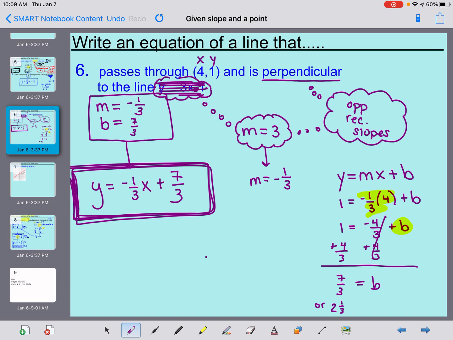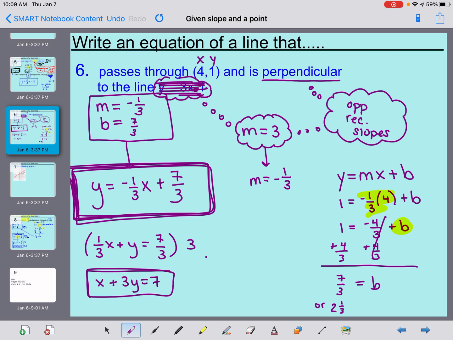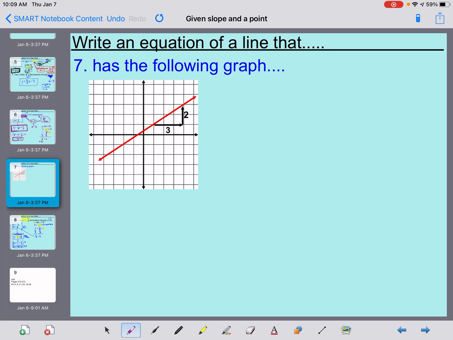Right, if you wanted standard form, if you wanted to practice it, let's just pretend it asks for standard form. Move that over, multiply by 3, and there you go. All right, last example.